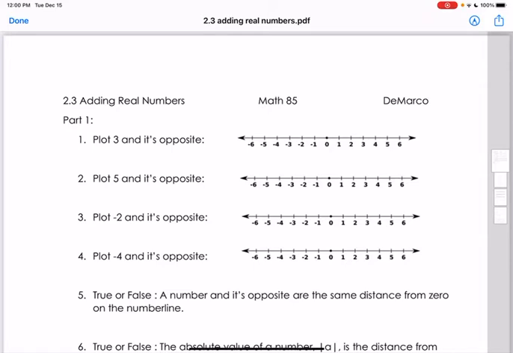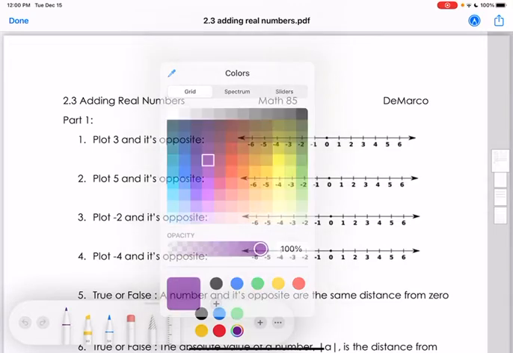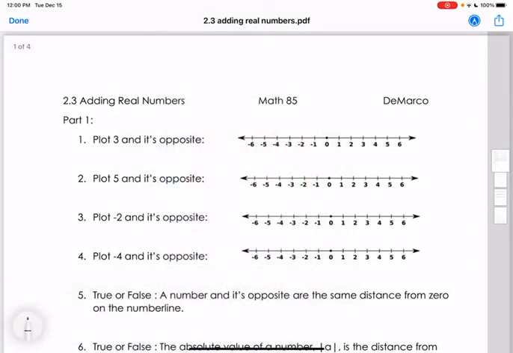So for part 1, we have plot 3 and its opposite. So go ahead and plot the 3. That would be here, right at the 3. Just go right on the line, okay? Don't go below, don't circle the number. Just a dot right there is perfect. And what do you think the opposite of 3 is? Yeah, it's going to be that negative 3 right here.